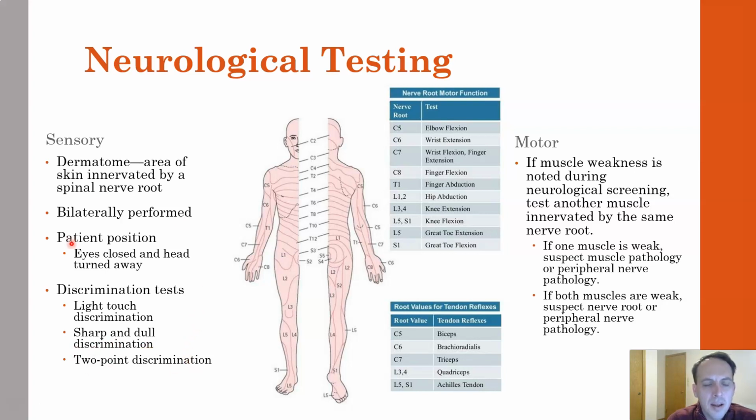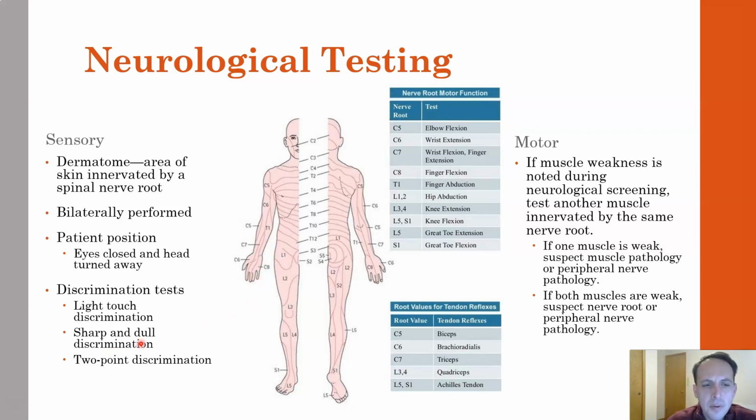And in order to do that, you need to have them with their eyes closed and head turned away so that they cannot use their eyes for that. You're going to ask them to describe where they're feeling light touch with the brush. Then you can use the bottom of the pin for dull as well as sharp and see if you can see differences bilaterally. And again, whether that is within a single dermatomal region or it's more in a peripheral nerve region.